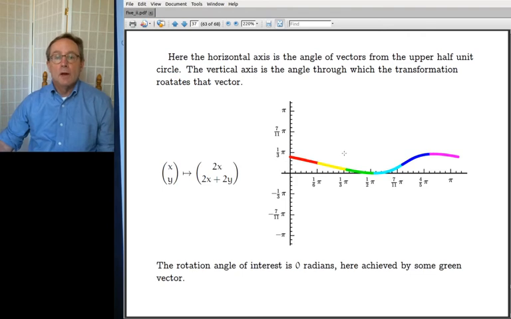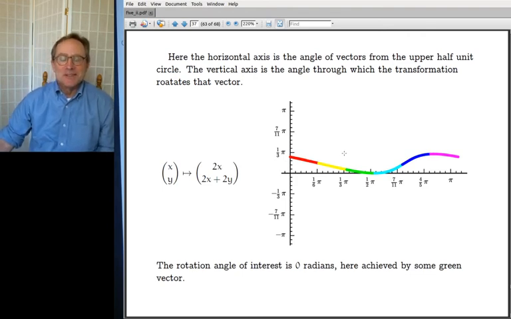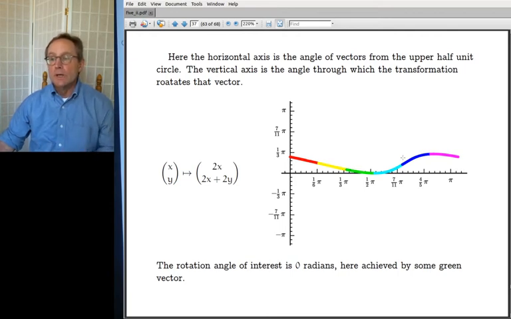Okay, so I got a computer, I'm determined to use it. I drew what happens here. The horizontal axis is the angle of vectors from the upper half unit circle. So you see red, orange, yellow, green, blue, indigo, violet. You see the different points here. That's this horizontal axis. The vertical axis is the angle through which the transformation rotates that vector. So the red vectors got rotated by an angle of pi over 4.